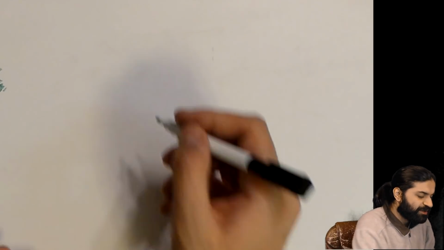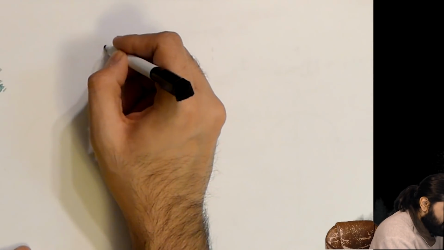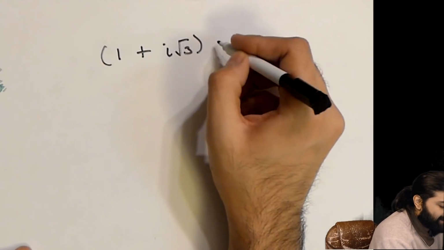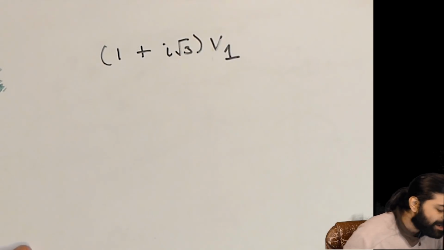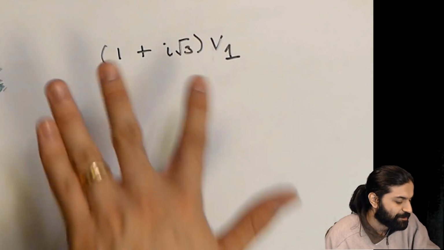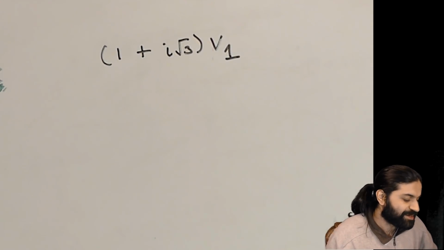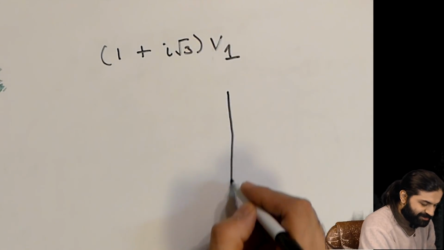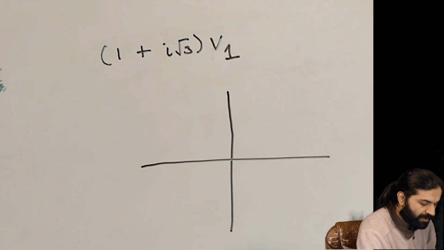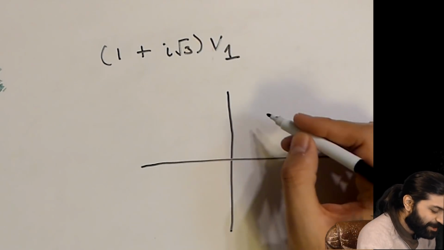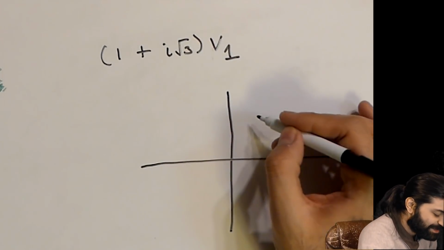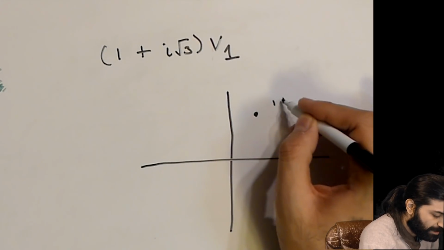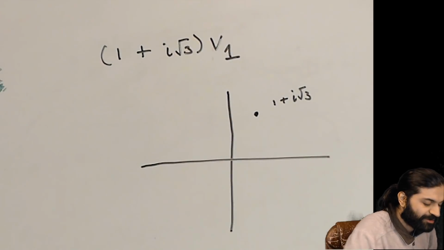So let's think about what is 1 plus i root 3 times v1? So what is the path? Like, what happens to the path if I multiply it by this complex number 1 plus i square root of 3? Well, let's think about it for a second. Where is 1 plus i square root of 3? Well, there's no scale here, but let's say it's somewhere over here. This is 1 plus i square root of 3.